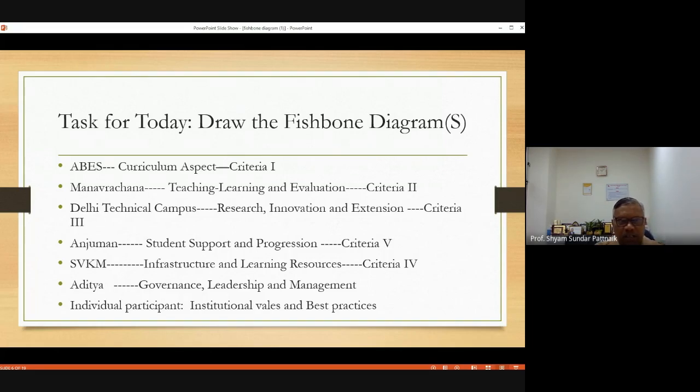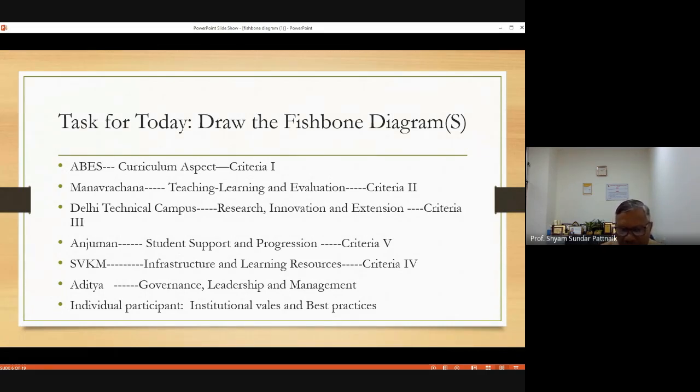ABS, yours is criteria 1. Manav Rachna University, yours is criteria 2. Delhi Technical Campus, yours is criteria 3, research, innovation and extension or outreach. Anjuman, yours is student support and progression, criteria 5. SBKM is infrastructure and learning resources, criteria 4. Aditya Group, governance, leadership, and management. And those who are participating individually, you have just registered yourself as individual participants.